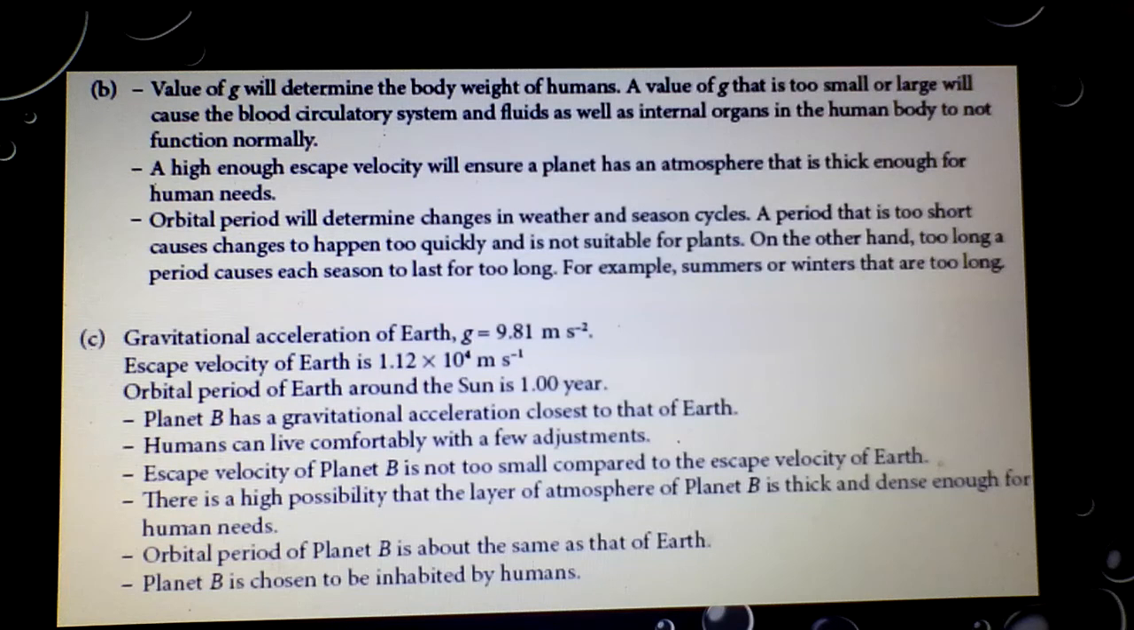So meaning you must know all the values of g, the orbital period, and the escape velocity of the Earth. So we need to find the planet which is quite the same in terms of its g, escape velocity, and orbital period.